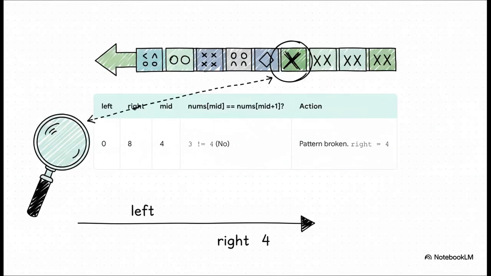All right, let's walk through this step by step. We start with the whole array, index 0 to 8. The middle index is 4. So we look at the number at index 4. It's a 3. Does it match its neighbor at index 5? Nope, 3 does not equal 4.